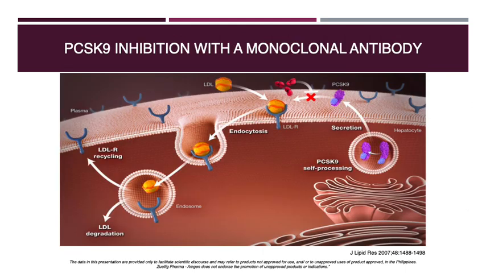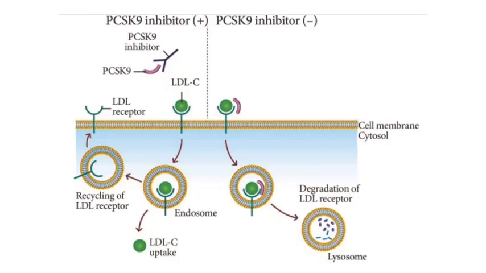A PCSK9 inhibitor, which is a monoclonal antibody against PCSK9, inhibits the binding of PCSK9 and the LDL receptor, resulting in LDL receptor recycling and increased expression at the cell membrane, which in turn increases hepatic uptake of LDL-C and lowers serum LDL-C levels. Remember that PCSK9 will cause degradation of the LDL receptor, whereas a PCSK9 inhibitor will prevent the degradation of the LDL receptor and cause its recycling, so it can interact with more LDL cholesterol in the plasma to decrease its levels in the blood.